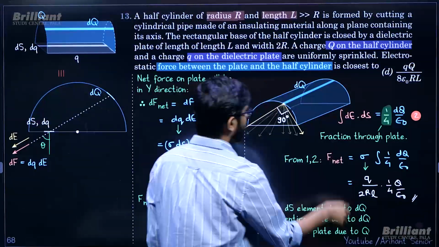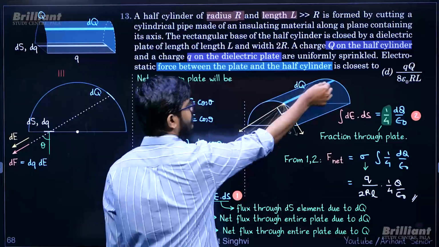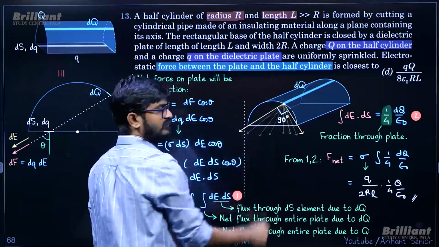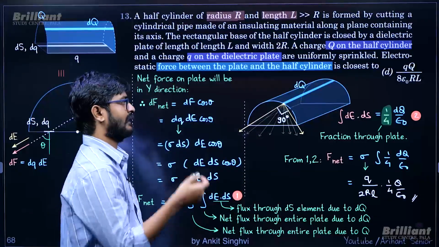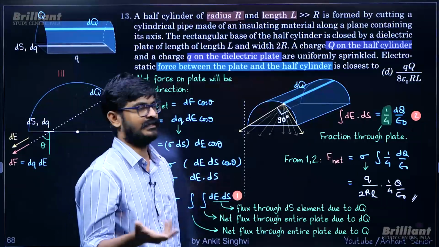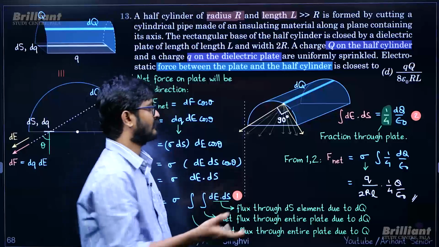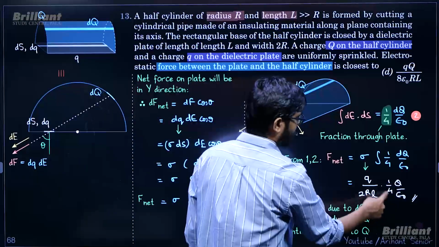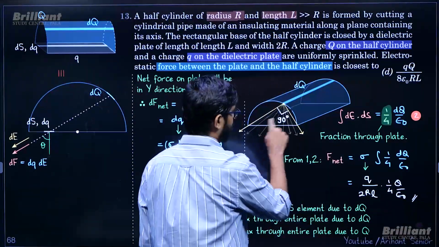That's the only idea. You need to see, if you take any strip, 1/4 of the flux is going to pass through the base. When you integrate it, or summate it, you will understand that out of the total flux, 1/4 will pass through this area. So flux passing through that area into charge density of the plate.